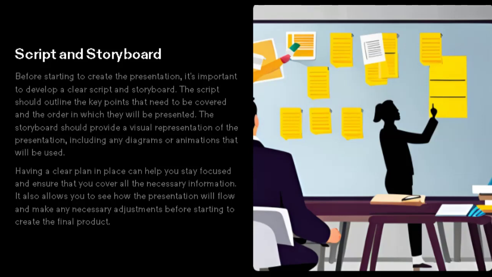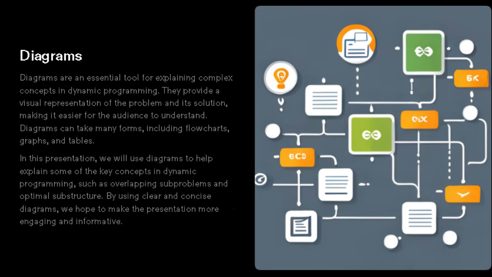Diagrams are an essential tool for explaining complex concepts in dynamic programming. They provide a visual representation of the problem and its solution, making it easier for the audience to understand. Diagrams can take many forms, including flowcharts, graphs, and tables. In this video, we will use diagrams to help explain some of the key concepts in dynamic programming, such as overlapping subproblems and optimal substructure. By using clear and concise diagrams, we hope to make the video more engaging and informative.